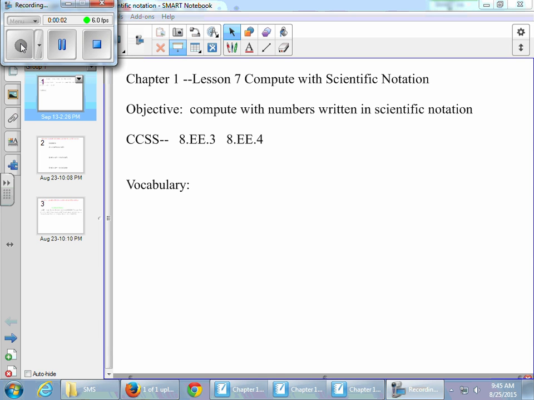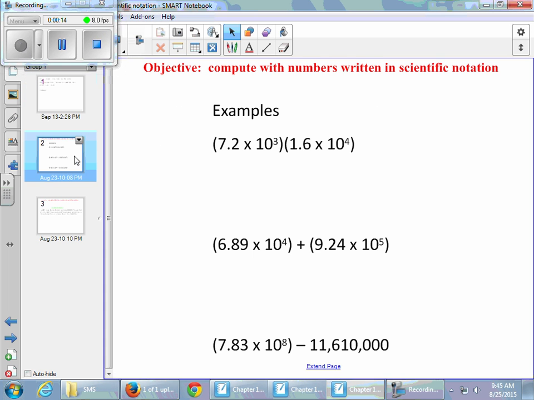Okay, welcome to Chapter 1, Lesson 7, Compute with Scientific Notation. Our learning target or objective for this lesson is to compute with numbers written in scientific notation. And yay, no vocabulary words for this lesson. So we're going to get right into some examples.